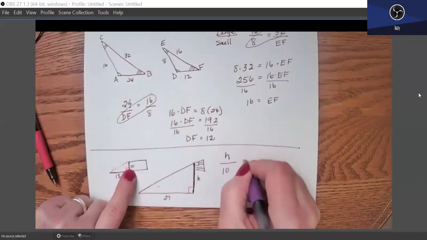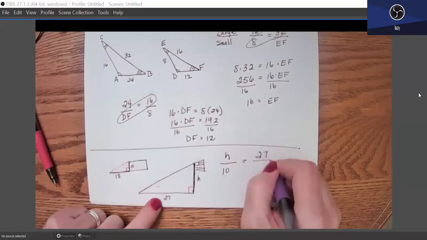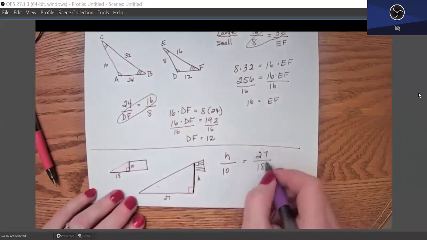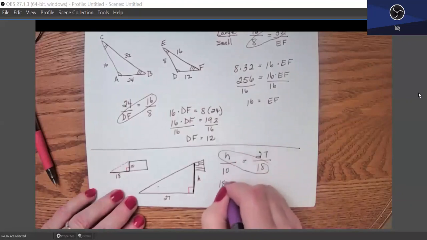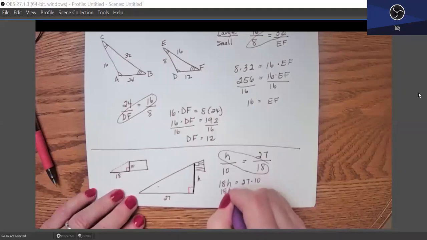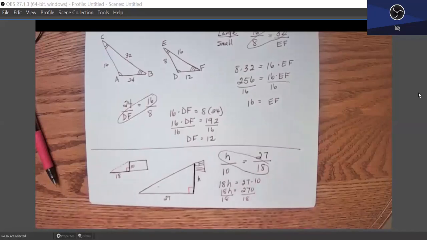corresponds to 10, where the shadow of the flagpole corresponds to 18. And we want to try to find H, so let's cross multiply. 18 times H is going to equal 27 times 10, or 18H is going to equal 270. To get height by itself, divide by 18, and 270 divided by 18 is 15 feet.